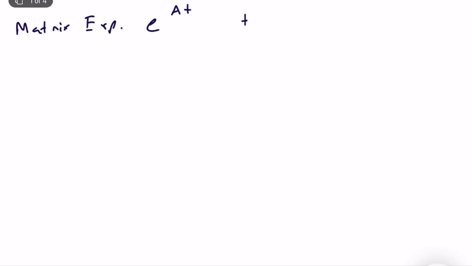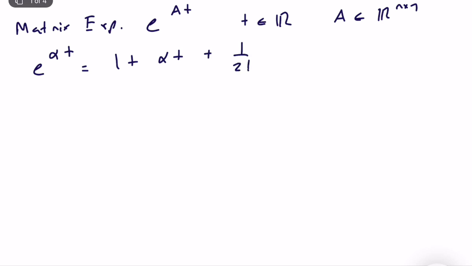We have a time t, of course, which is an element of real numbers, and A is a square matrix. It should be a square matrix, R^(n×n). So how can we compute or define a matrix exponential? Let's start with the normal exponential function e to the power alpha t, which, as you remember, is an infinite series. It starts with 1 plus alpha t plus 1 over 2 factorial alpha squared t squared plus 1 over 3 factorial alpha cubed t cubed, and it goes like this.